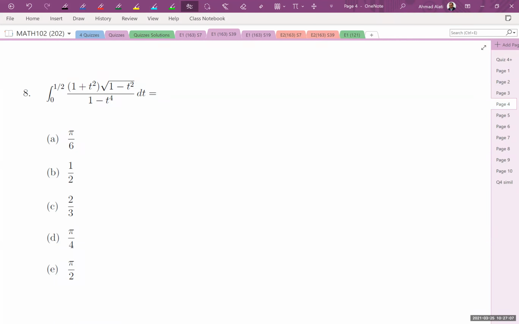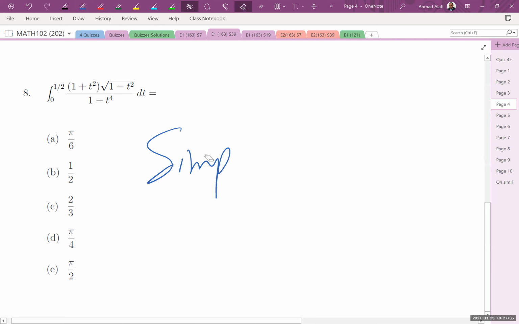Multiply by root of 1 minus t square. No, this is not what I want here. I know what you mean, but it doesn't work this way. There is a clear way. We should use the strategy. Yes, simplify. You should think about simplify. So if you say, let's simplify, I will understand what you mean.